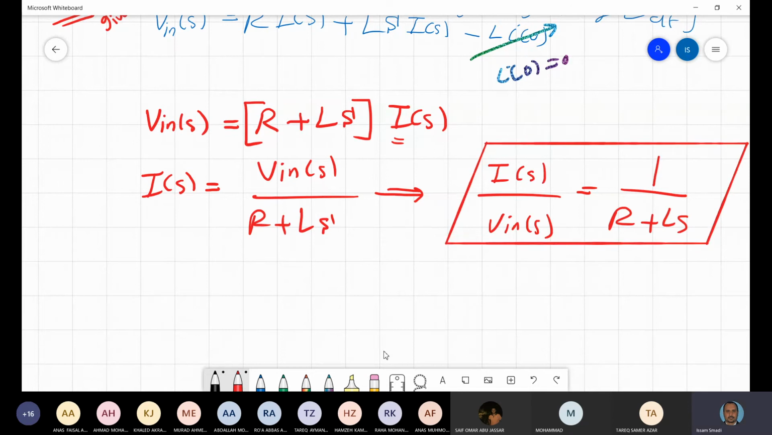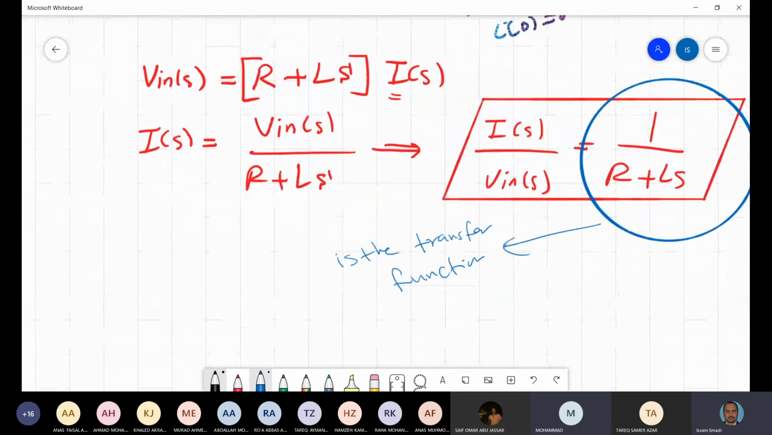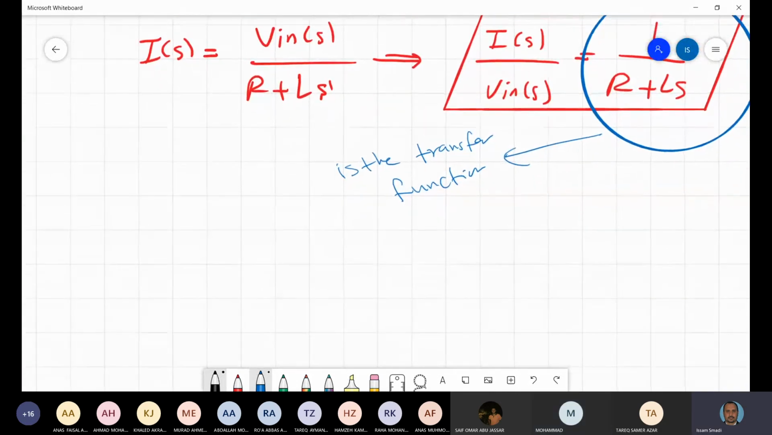Right? So this actually, the output over the input, equals a certain function, correct? This one is what we later will call the transfer function. It is the same gain we studied in cycle 2, but simply the gain is restricted to be at a certain frequency.